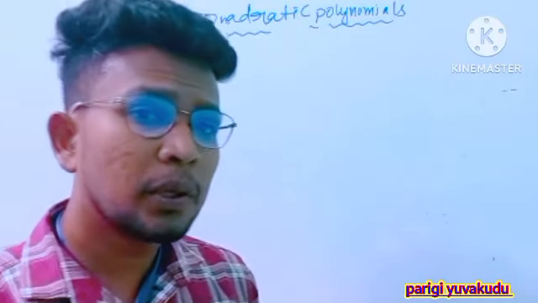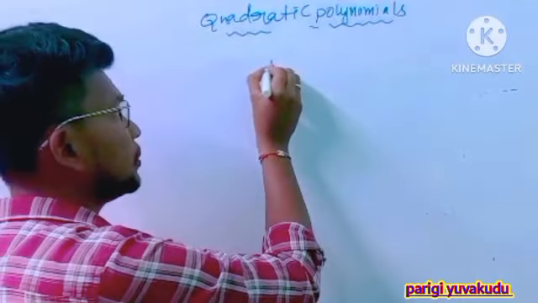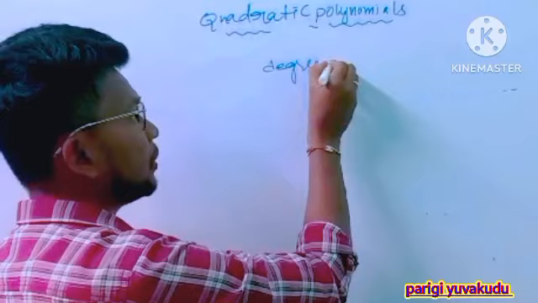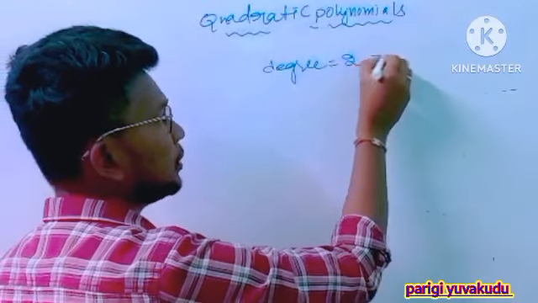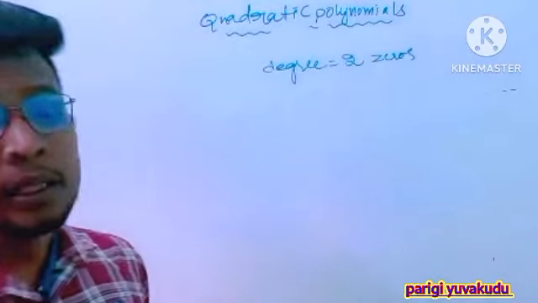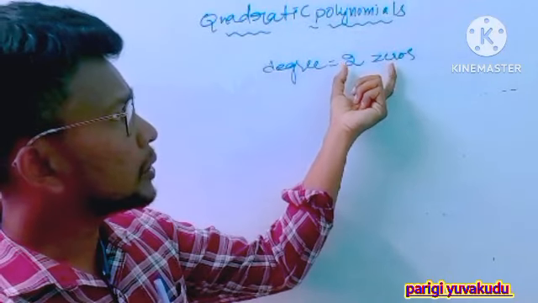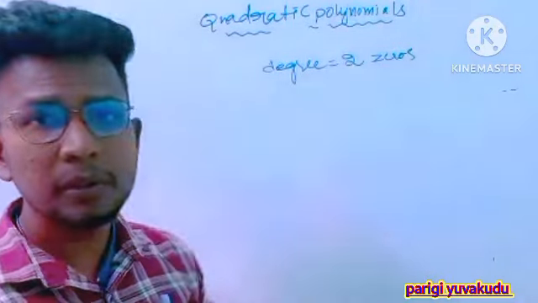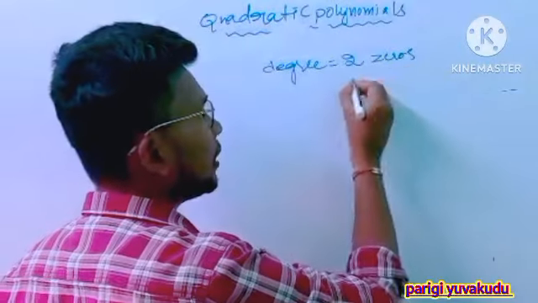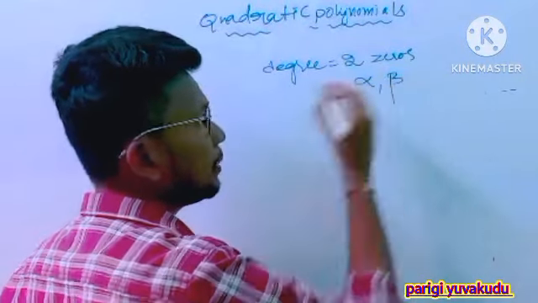Now the question is how to find the roots or zeros of the quadratic polynomial. Here the degree is 2, so that's why there are two zeros. How many zeros will a quadratic polynomial have? Two. One we are calling alpha, another we are calling beta.